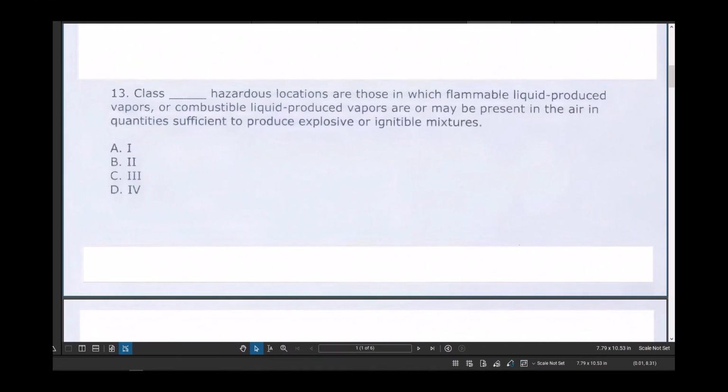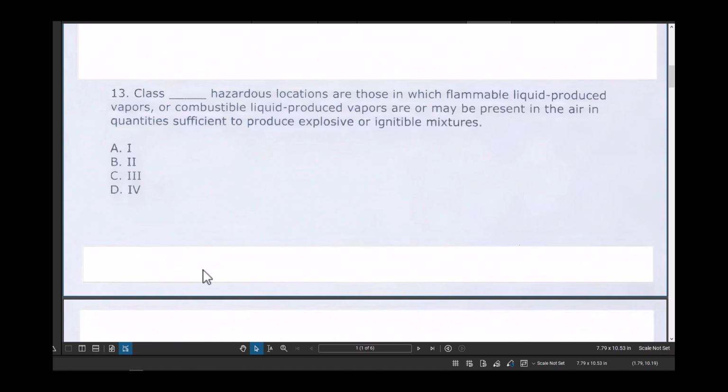Question 13. Class A1, B2, C3, D4 hazardous locations are those in which flammable liquid produced vapors or combustible liquid produced vapors are or may be present in the air in quantities sufficient to produce explosive or ignitable mixtures. The keyword here is hazardous location, so we should go to location 1, 2, 3 to find which one talks about the flammable liquid produced.